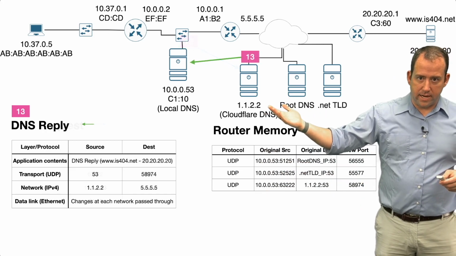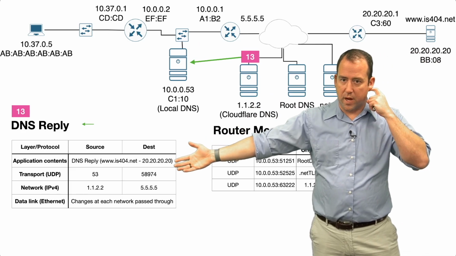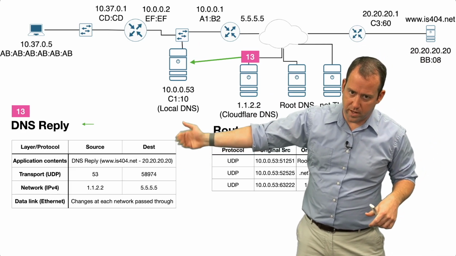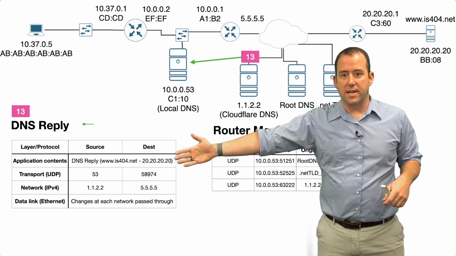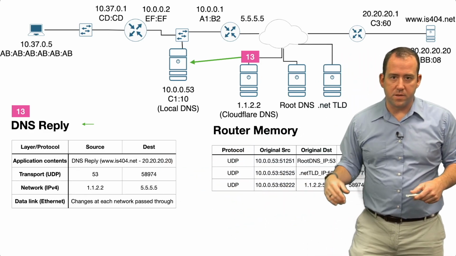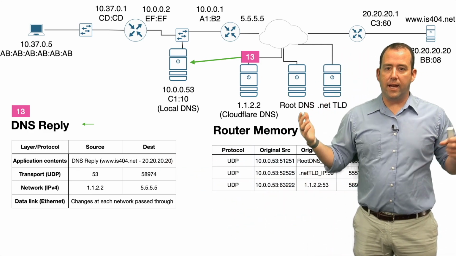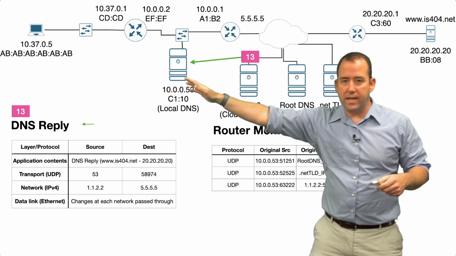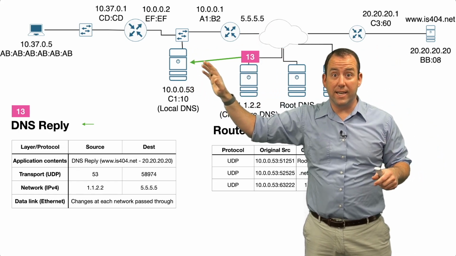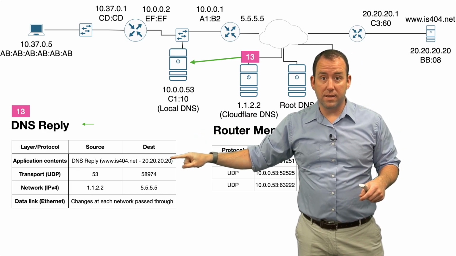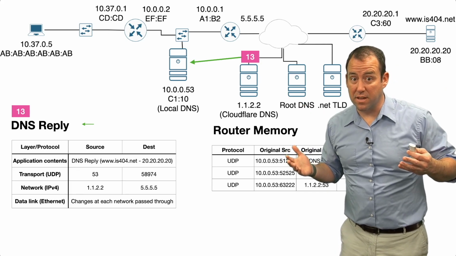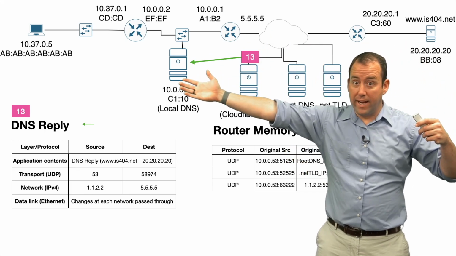And the DNS server is going to respond with a DNS response that says, I have the IP address of www.is404.net. Here it is. It's 20.20.20.20. And all those addresses got flipped just as usual. And it gets translated again at the router. It gets back to our server. Our DNS server now finally has the IP address that we are looking for. So now our DNS server has all the information that it needs right here.